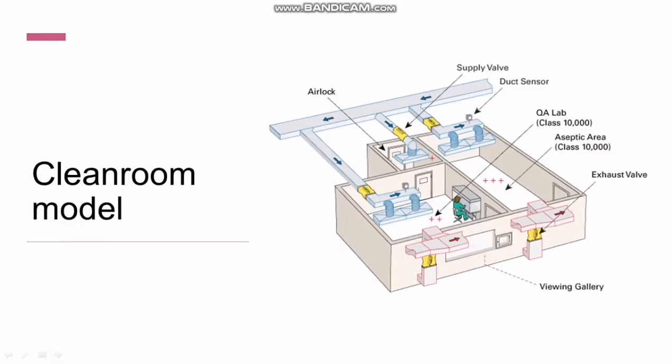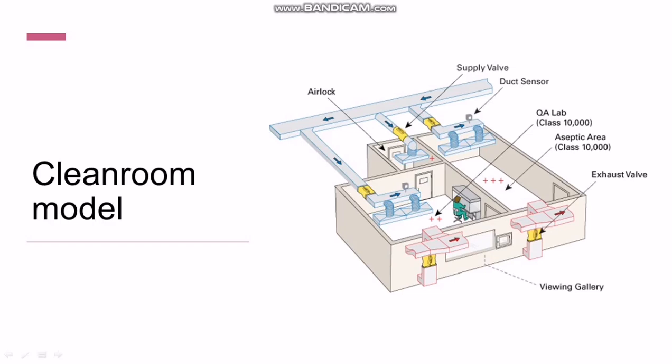So this is one of the clean room models. Here you can see two spaces: one is a quality assurance lab and one is an aseptic area. These are some ducting, supply ducts and exhaust ducts. So what does it mean, like class 10,000, and this is also class 10,000? We will discuss it later. What is class 10,000? Watch the video till the end, you just don't want to miss these guidelines. These are the ISO classes, class 10,000, class 1,000 and others. We will discuss it later.